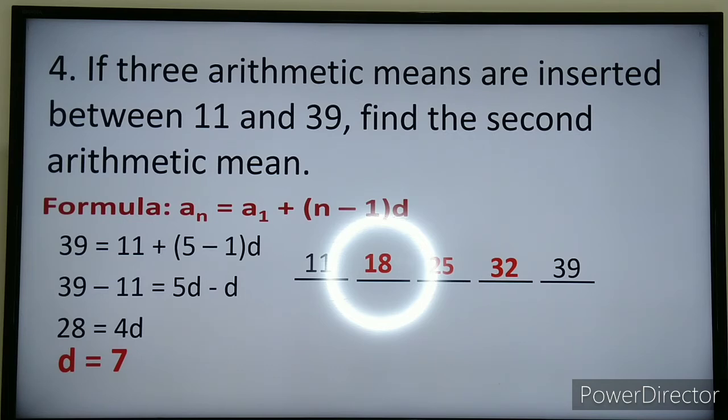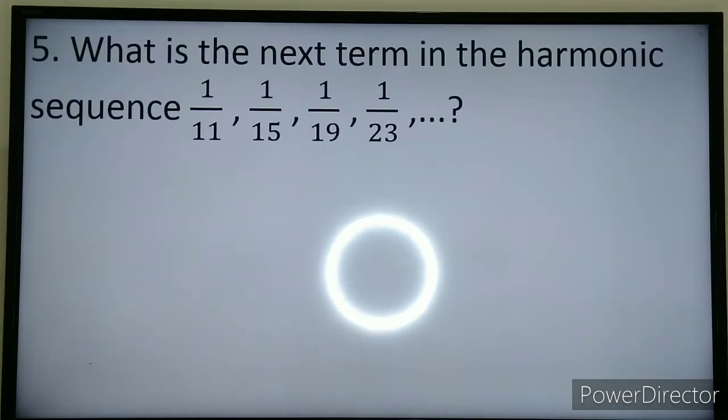Did you understand? Okay, so let's continue. We have question number 5. What is the next term in the harmonic sequence? 1 over 11, 1 over 15, 1 over 19, 1 over 23, and then ellipsis. Now in this case, as you will see, the numerators are the same, 1, while the denominators follow an arithmetic sequence. So that's why we call this a harmonic sequence.